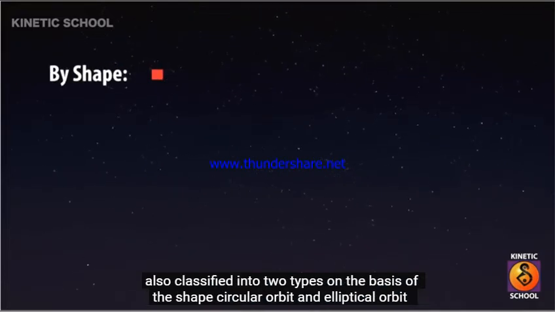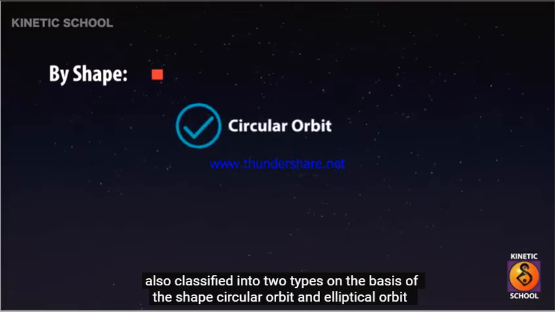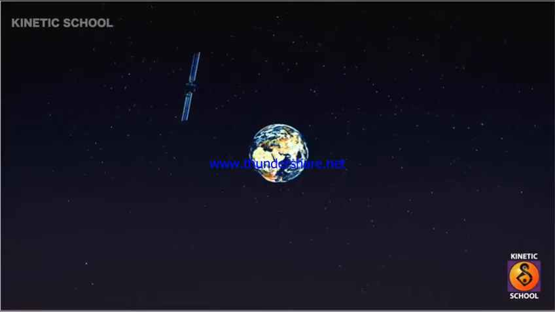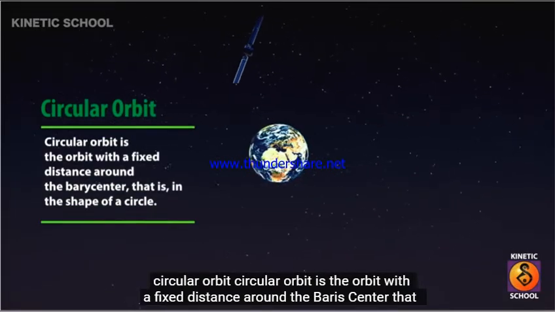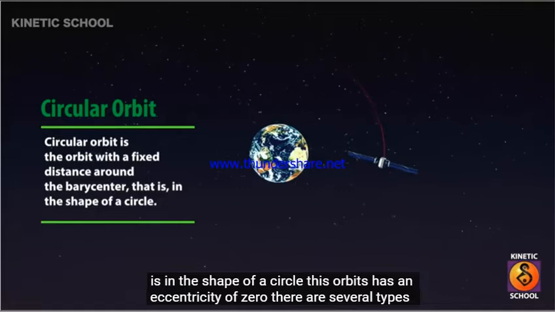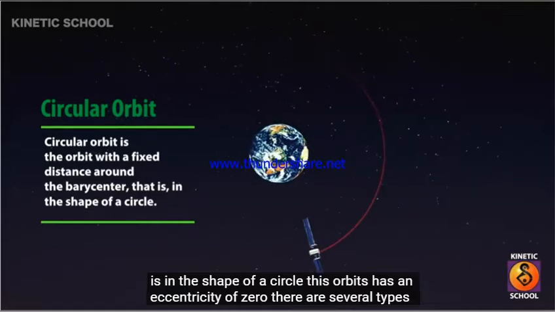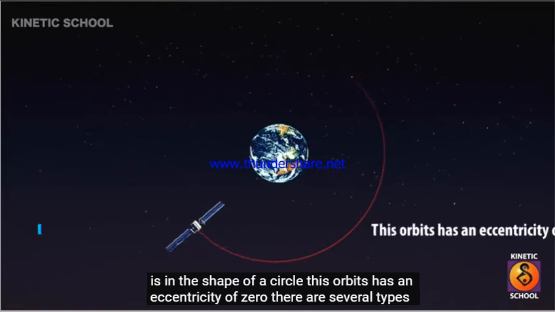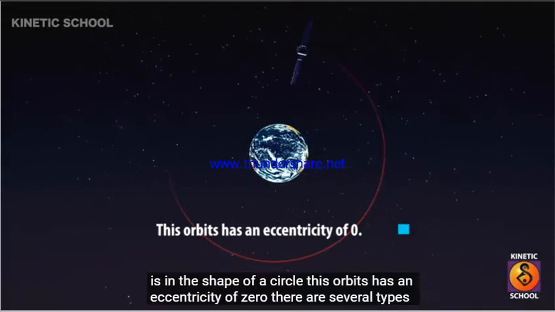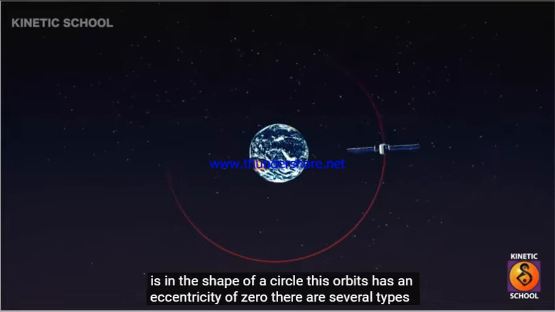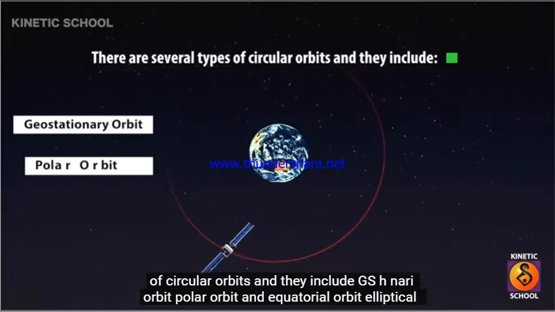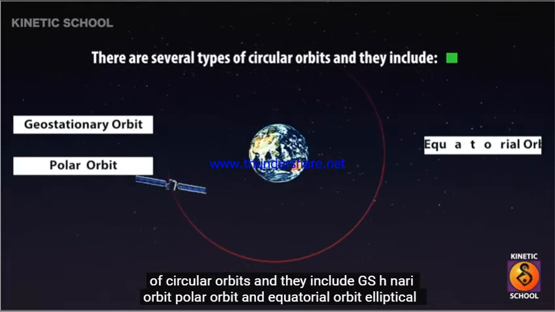Orbits are also classified into two types on the basis of the shape: circular orbit and elliptical orbit. Circular orbit. Circular orbit is the orbit with a fixed distance around the barycenter, that is, in the shape of a circle. This orbit has an eccentricity of 0. There are several types of circular orbits, and they include geostationary orbit, polar orbit, and equatorial orbit.